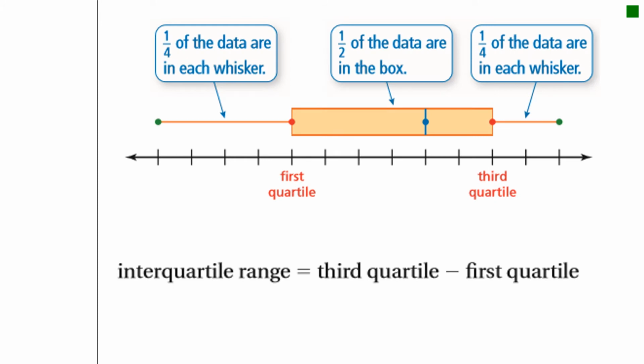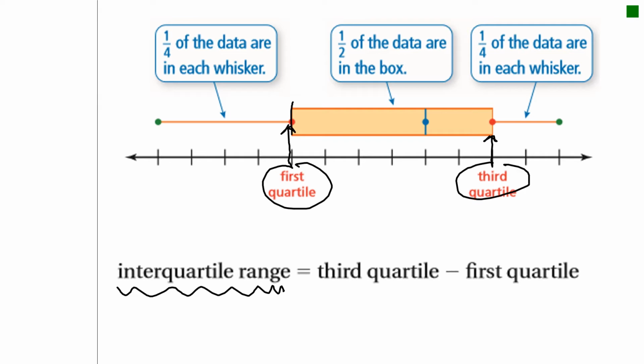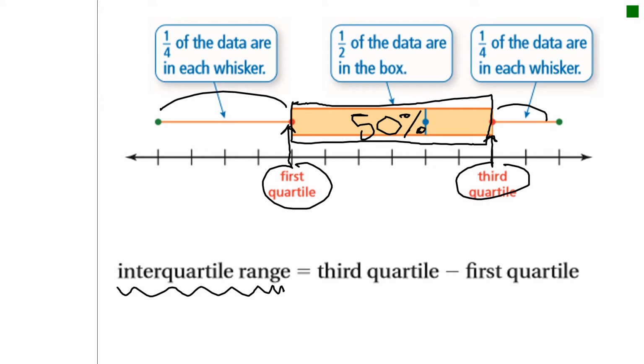When you're asked to describe the dispersion using a box and whisker plot, we're talking about the interquartile range. That's the third quartile minus the first quartile value. It tells you the range of the data right here, because 50% of the data lives there: 25% lives there, and another 25% lives there. That's how we're reading our box and whisker plots.